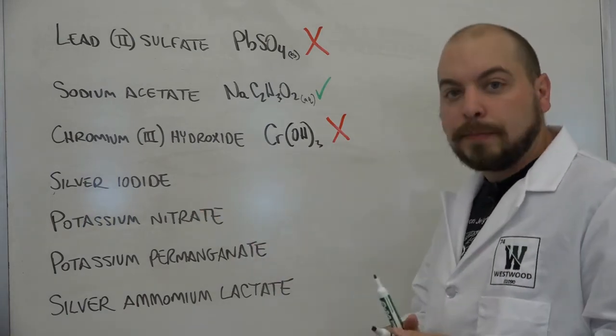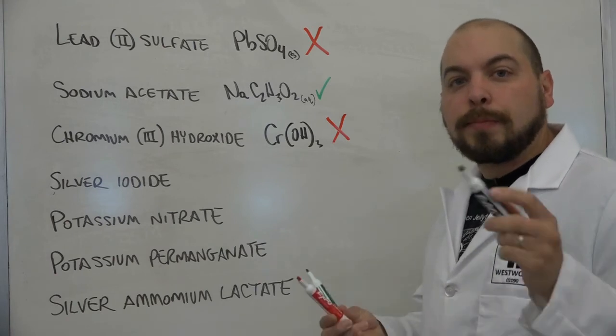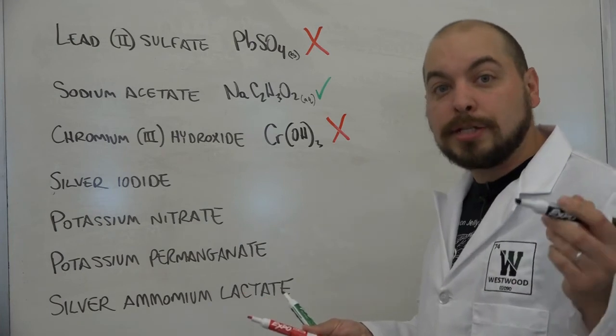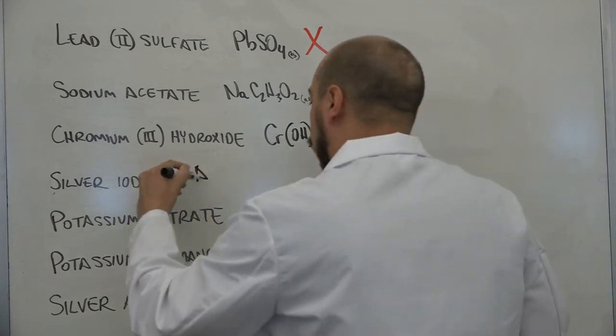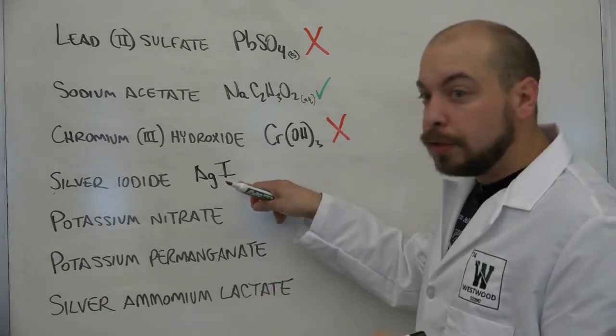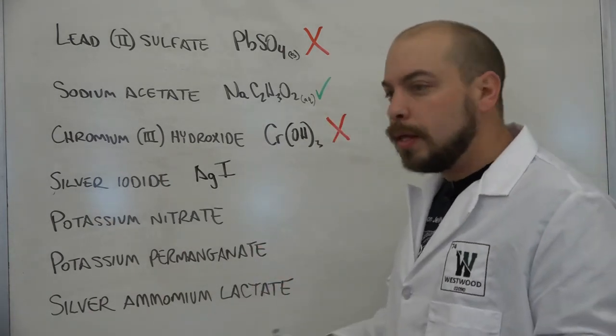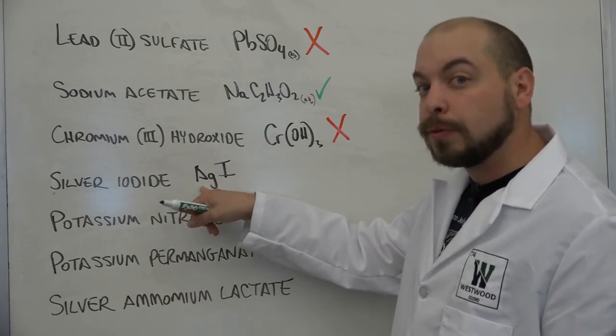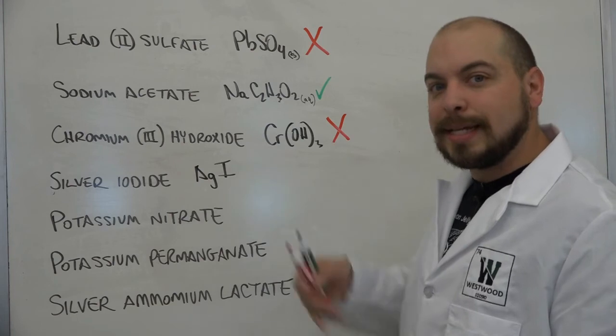Silver iodide. Iodide salts are going to be I-. Silver is Ag+, so it's just going to be AgI. And with our iodide salts, it's important to know that we have a situation with silver that is an exception to its solubility rules. Therefore, this is insoluble as well.